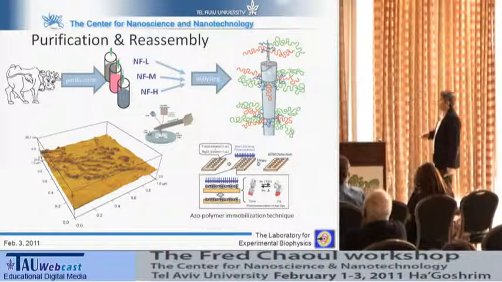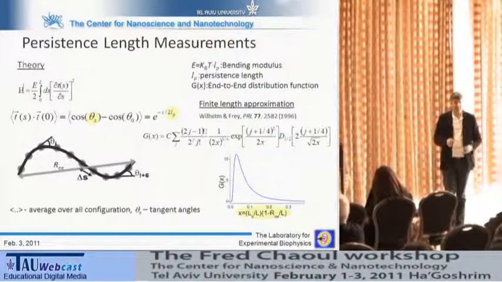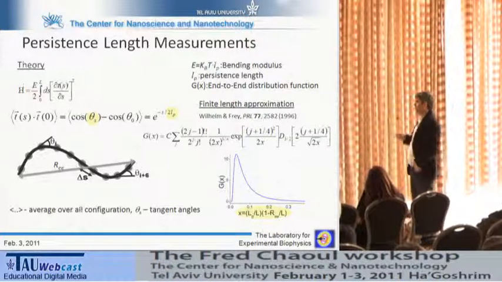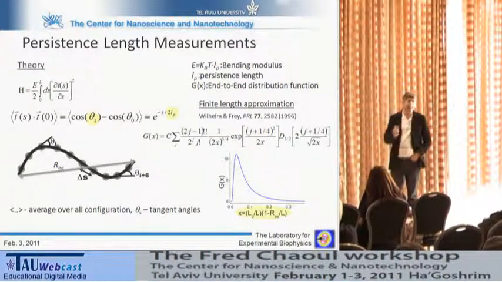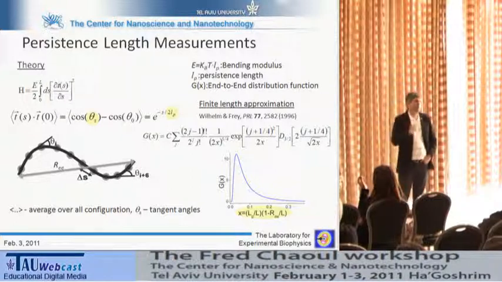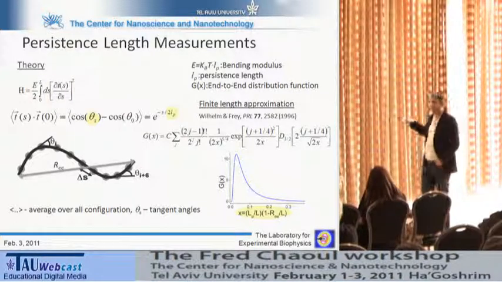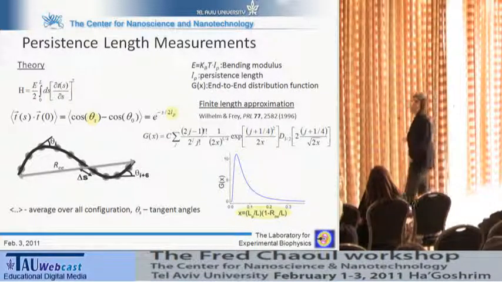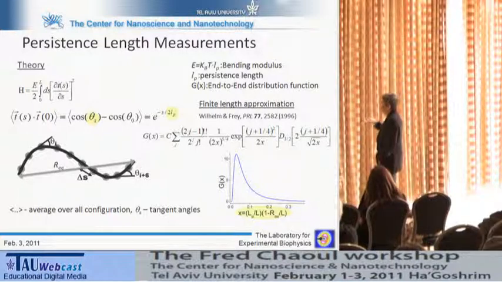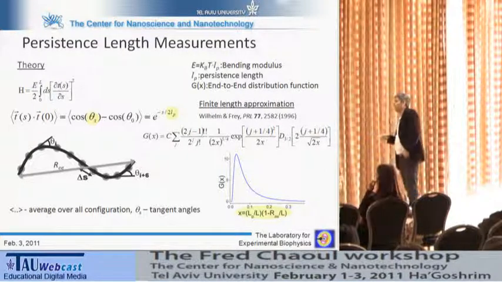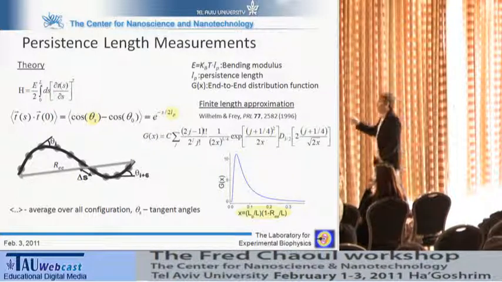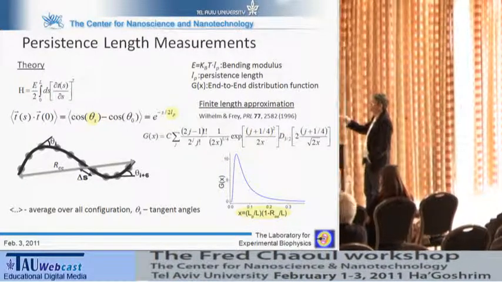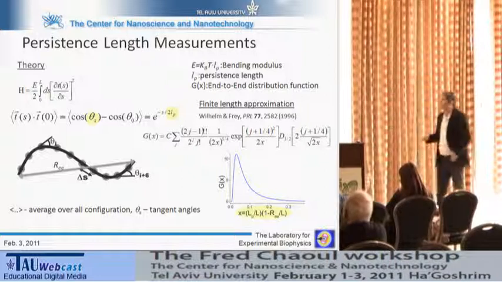Now, we want to measure the persistent length, and the idea behind measuring the persistent length is that you need a very accurate measurement of the length along the contour of the protein. So there are some techniques and some theories that we were using in order to calculate the persistent length. Here is the LP. This is the persistent length.